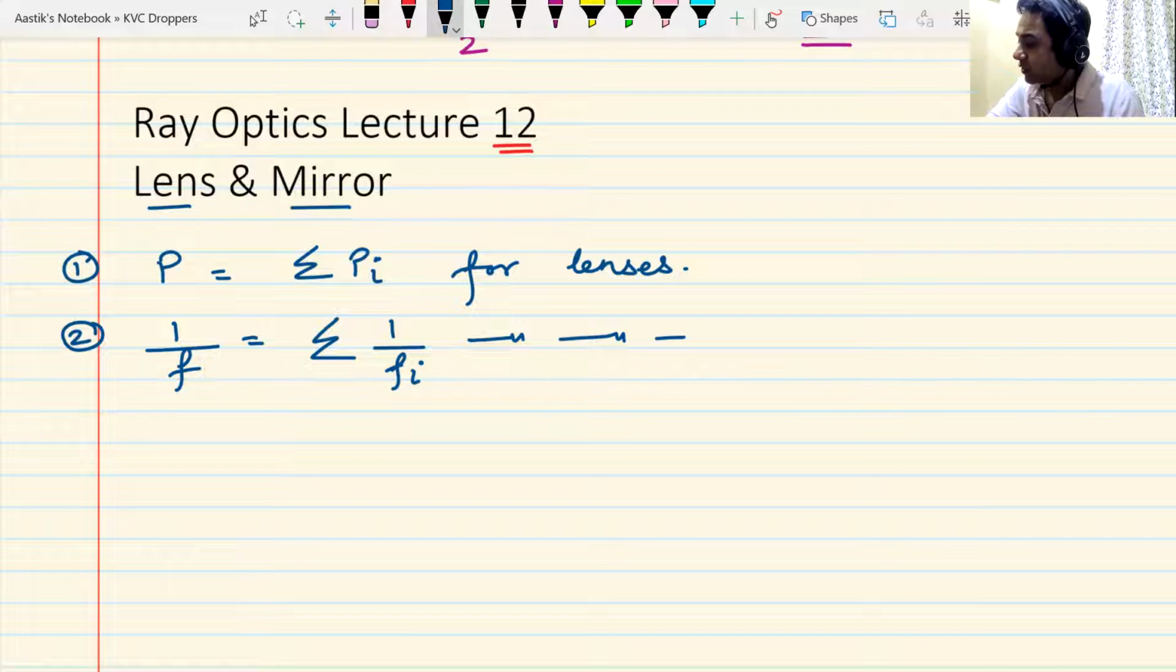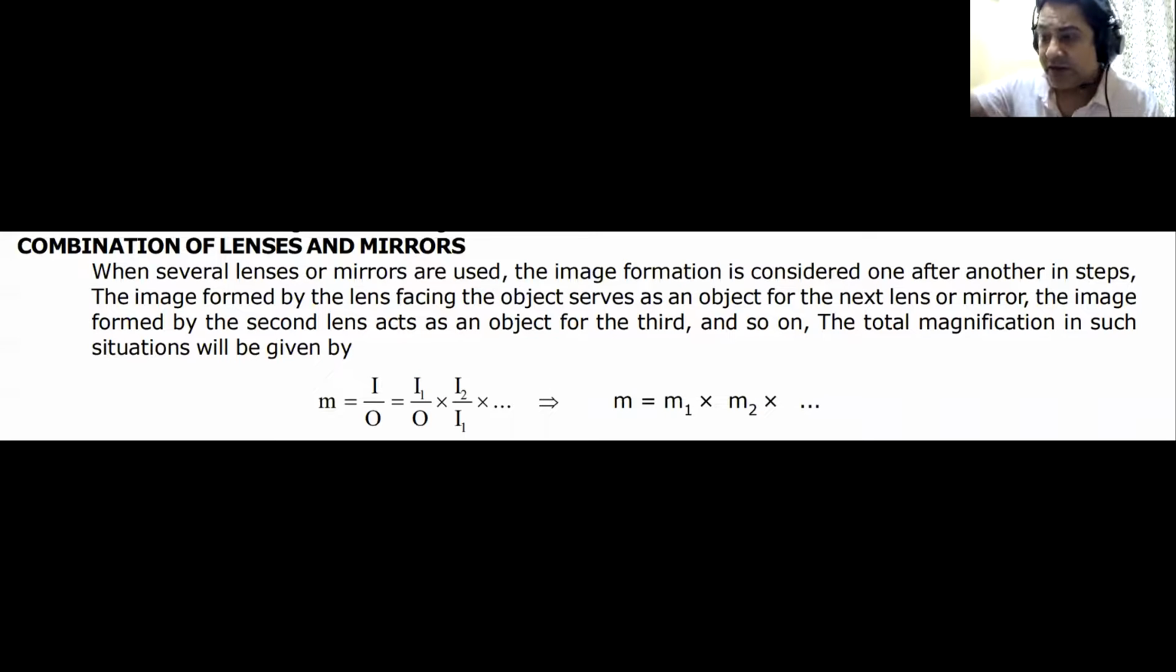That is our heading for today, which we are going to start. This heading is known as combination of lenses and mirrors. So please note down the heading. The heading is combination of lens and mirror.